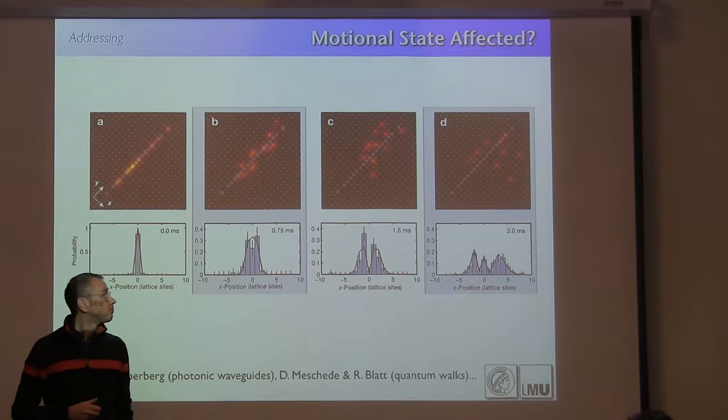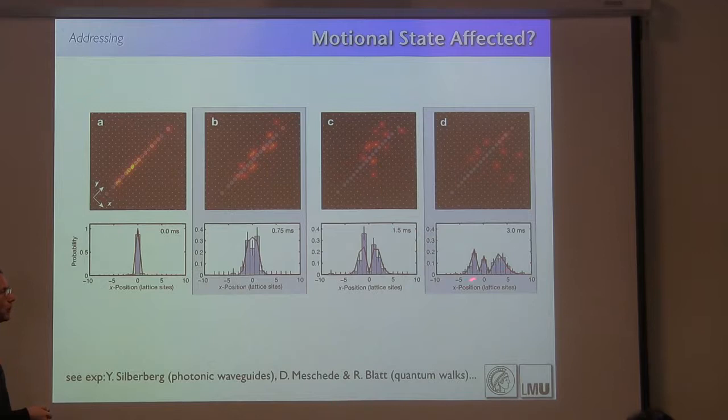Okay. And you also see something here. It's a little bit asymmetric, this distribution. Why could it be asymmetric, maybe? Shouldn't it be symmetric, what we talked about before? Yeah, it's just a single shot. No, this is not a single shot, this is the average one. This is a single shot. This is the average one. This is what you get in a single shot. You just find the atom somewhere.